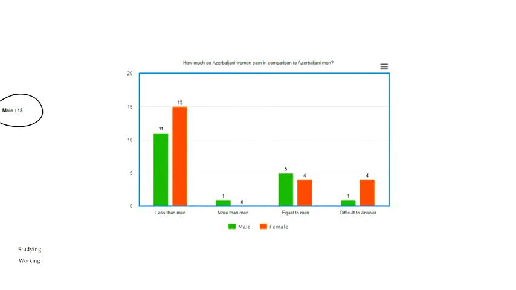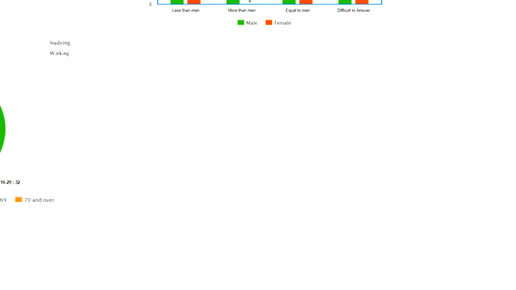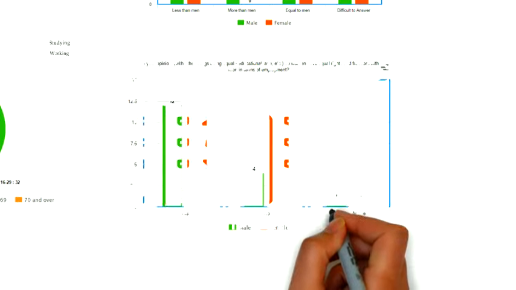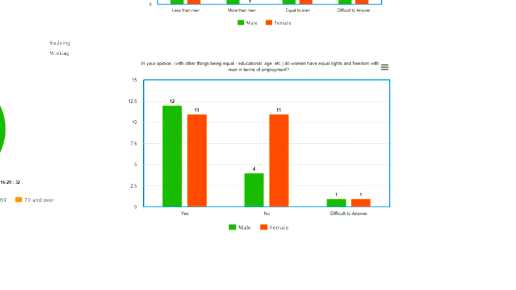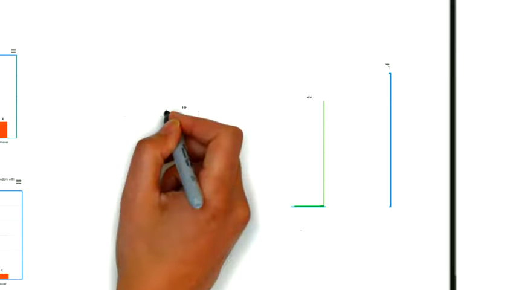It's interesting to see that most of our respondents, both males and females, believe that Azerbaijani women earn less than Azerbaijani men, whereas only few of them believe that salaries are equal in Azerbaijan. But it's interesting to observe that the majority of our respondents believe that women and men in Azerbaijan have equal rights and freedoms in terms of employment. However, 15 of our respondents also believe that our rights and freedoms are not equal. These results do not correspond with the previous question.